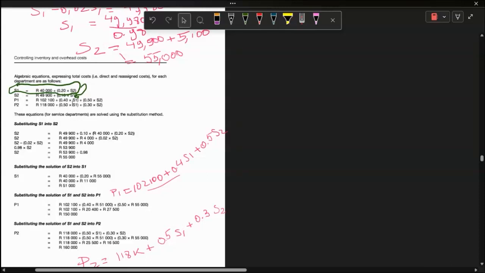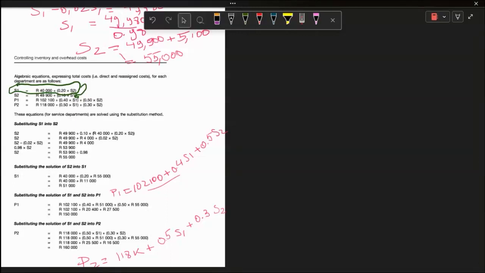So this is going to allow you, if you follow this logic, to find what exactly is S2 in amounts. This is a simple mathematical method. Very simple. Now that you have an amount for S2, which is 55,000, you're just going to replace that 55,000 into S1, because S1 equals 40,000 plus 0.2 multiplied by S2. What is S2? 55,000. There you go. Then you can easily find what is S1.